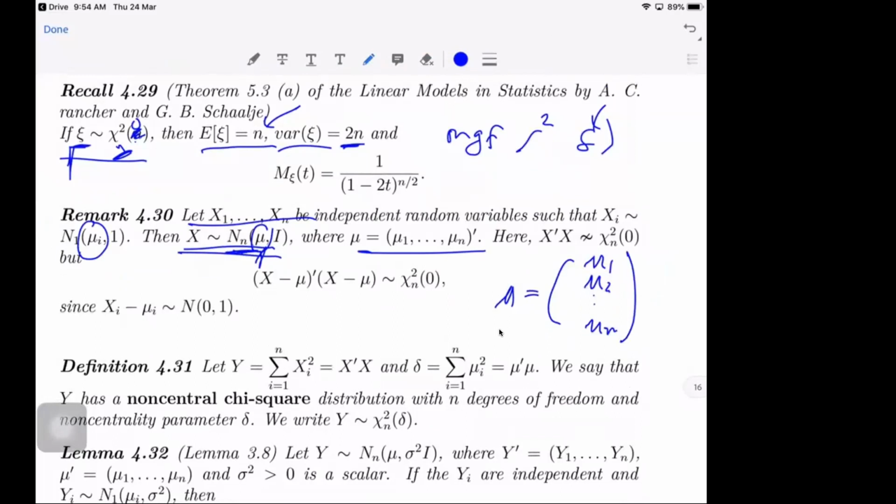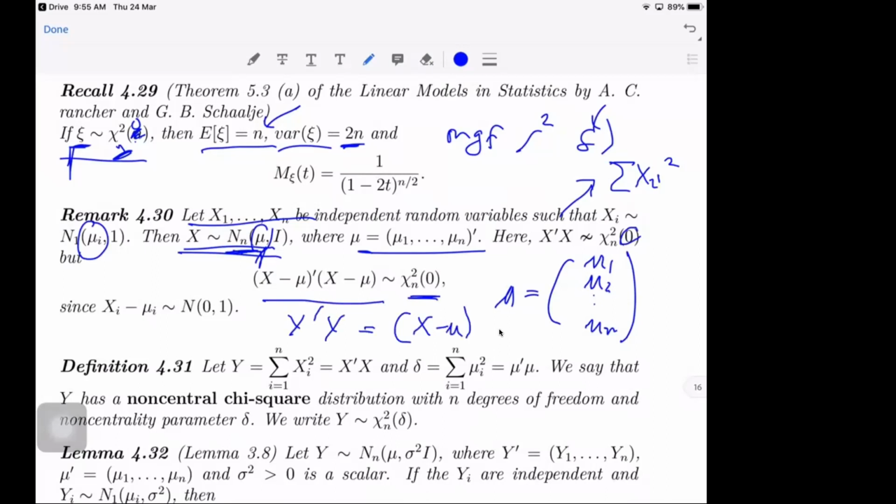So if you get x prime x, that is the summation of xi squared. That will not be equal to a central chi-square, but the central chi-square will be of this form. So if you have y prime y, where y is x minus mu.